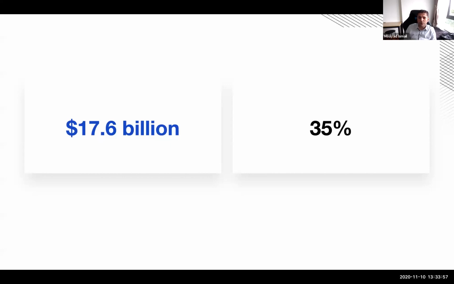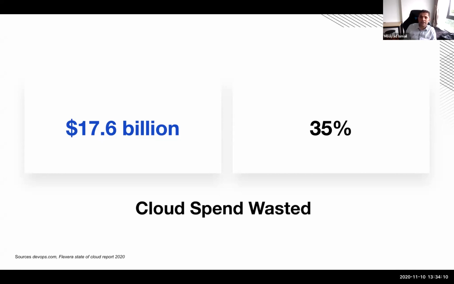I'd like to begin by bringing your attention to the following figures. 35%, 17.6 billion. If you were to guess what these represent, and if your guess is cloud spend wastage, then you are right. Recent research highlights that the amount of wasted spend on public cloud services can go up to 35%, in some cases even exceeding that. We can all agree that this leaves a large opportunity to further optimize and reduce cloud spend costs. Over-provisioned or underutilized resources mixed with unclear cloud financial management practices is a major factor of this wasted cloud spend.